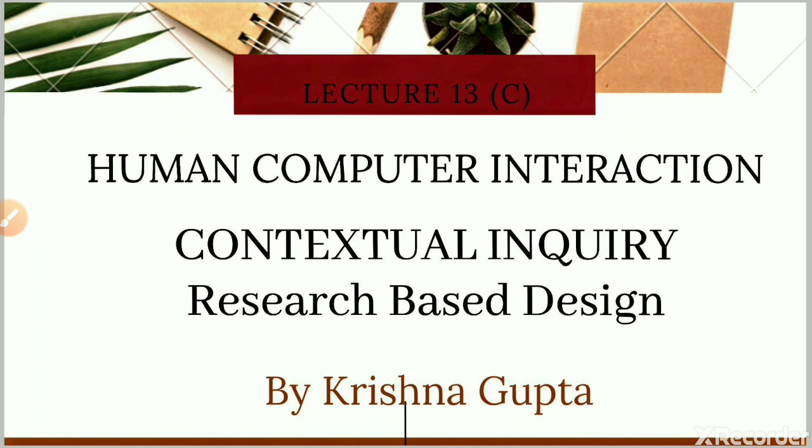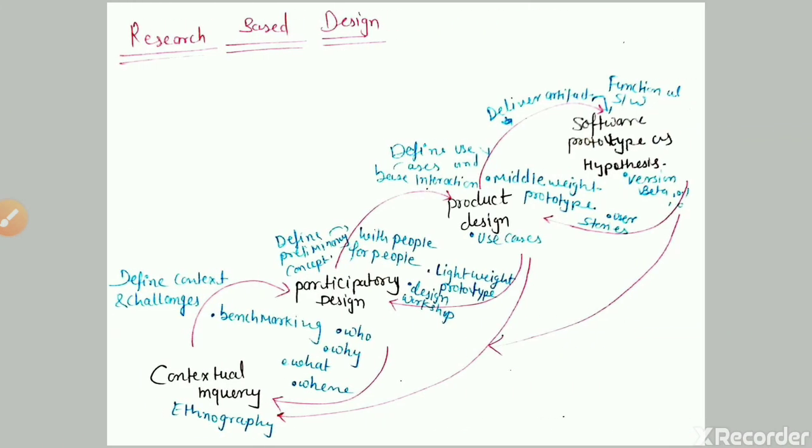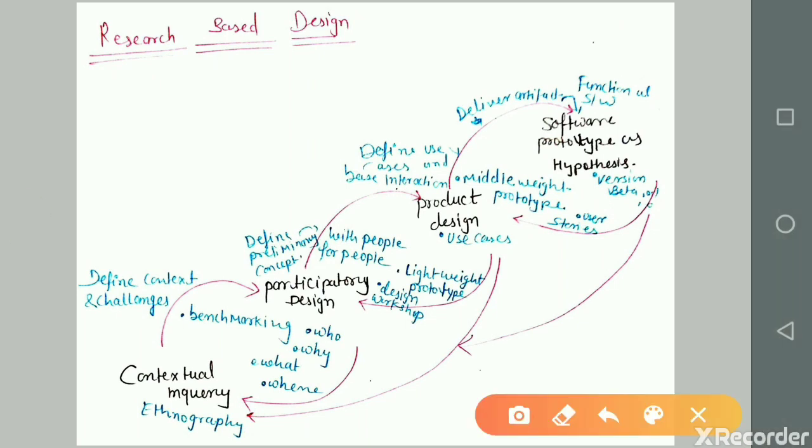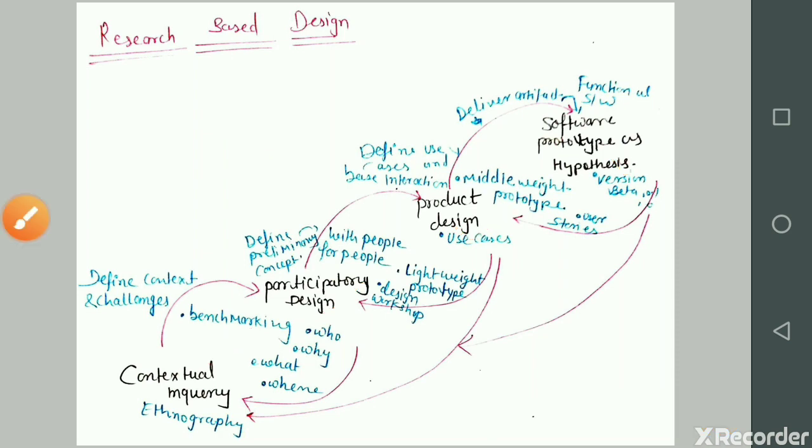In the previous lecture I discussed contextual inquiry and its principles and levels. Now in this lecture I will continue with research-based design. So let's start the research-based design concept. First of all it has 4 points: contextual inquiry, participatory design, product design, and the last one is software prototype as hypothesis. We will discuss them one by one.